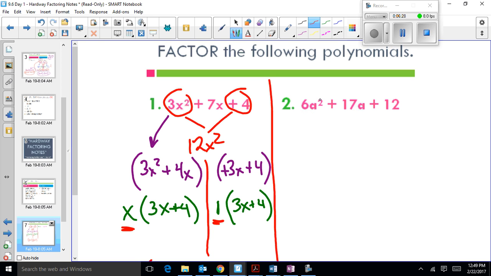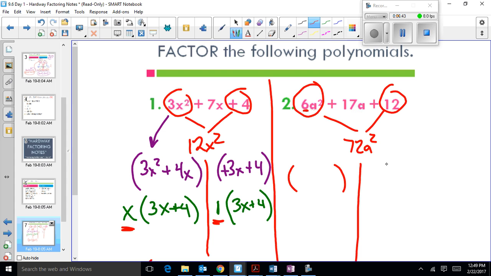Okay, let's go here. Again, I see my a term is more than 1, so I do 6a squared and 12. Together, that makes 72a squared. From here, I split this. I set up my 2 sets of parentheses. I get a 6a squared, and I get a positive 12. And then I get to decide what multiplies together to make 72 but adds together to make 17. Again, this one should be pretty simple. Plus 8a and plus 9a.